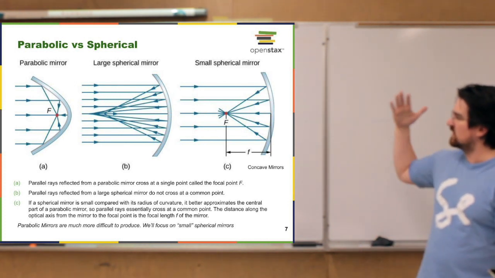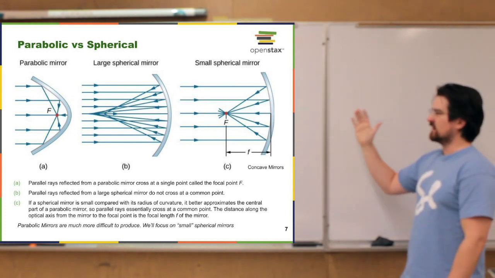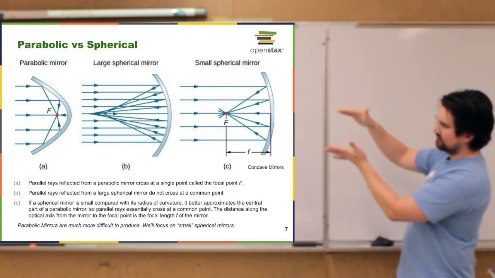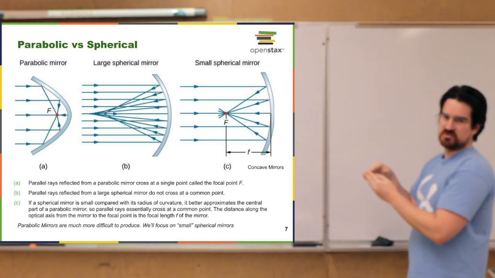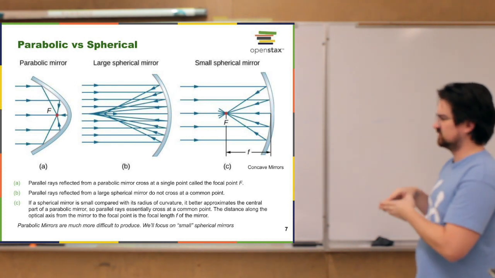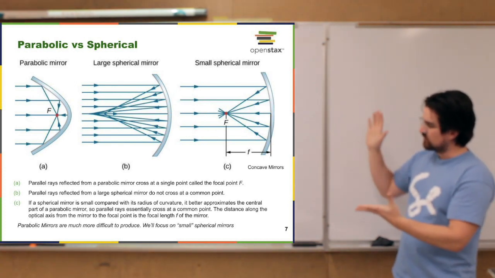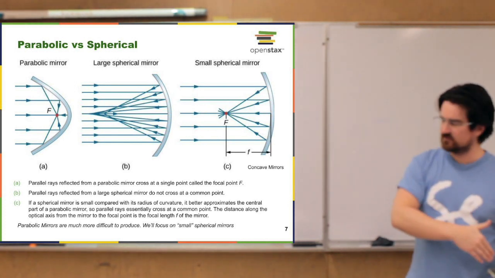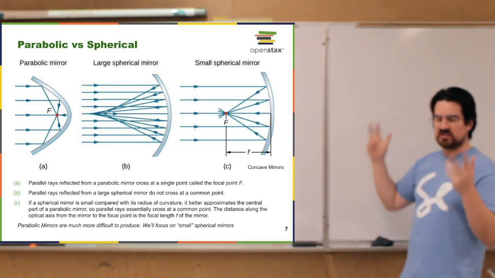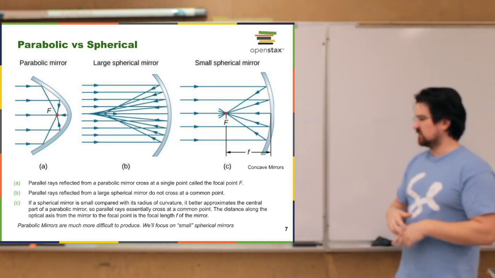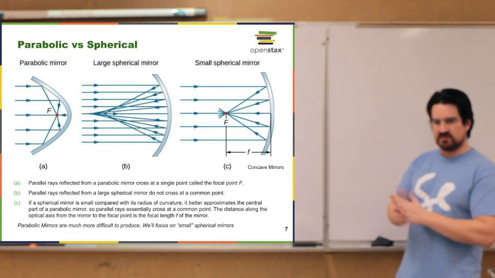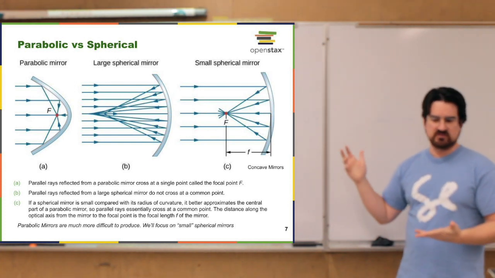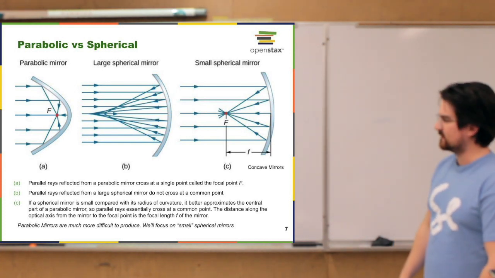And as it turns out, when you have a small mirror like that, it acts pretty similar to the parabolic mirror, meaning that any light rays that come in parallel to the optical axis are going to focus to a single point. We call that the focus of the mirror. So we're going to focus mostly on these small spherical mirrors for the next little bit. Parabolic mirrors are very nice, but they're very difficult to fabricate and produce. So oftentimes, in practice, you'll have small spherical mirrors instead of a parabolic mirror, which you might want.